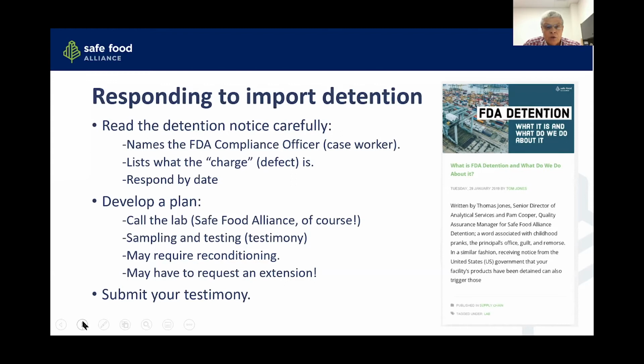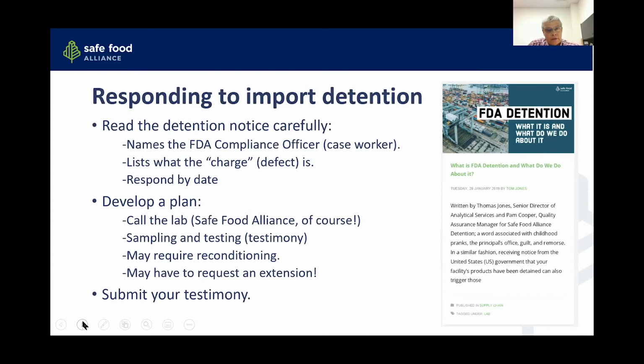So this is usually a fairly expensive process, kind of extensive. You do have to go through extra quality steps that you wouldn't in a routine testing sample. You may have to do some reconditioning, and you may have to request an extension. The main thing is you don't want to ignore this until the last minute. You want to immediately reach out to FDA once you get the detention notice and start working with them. They're usually reasonably willing to work with an importer on doing those extensions if they show that they are in fact working on trying to solve the problem.